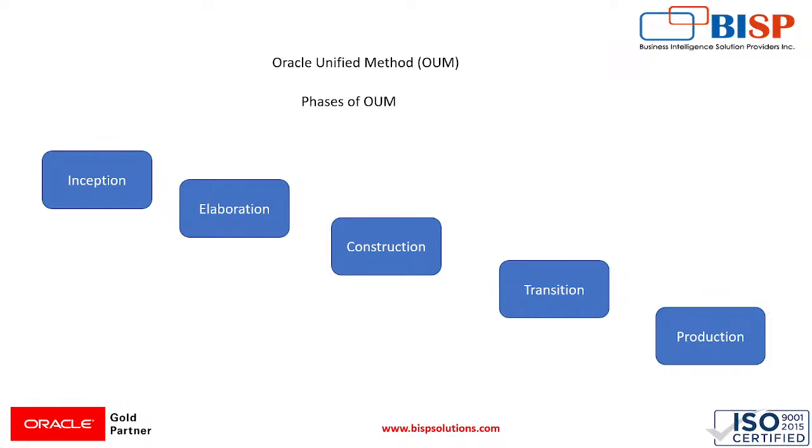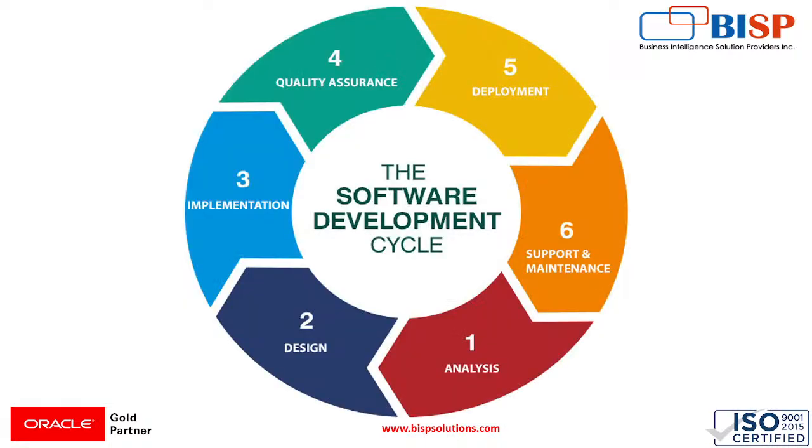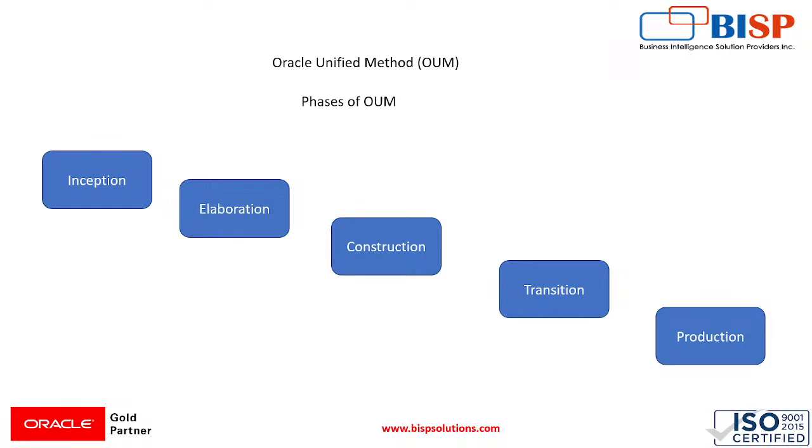Then comes production. Production means, as you remember from the previous session, the last stage of the software development cycle, which is support and maintenance. So this is the production phase of the OUM, where we provide support for the live system and ensure optimization. This comes when we fully integrate into the new ERP system.